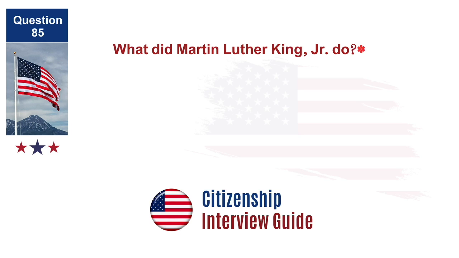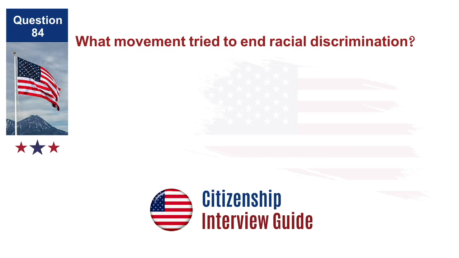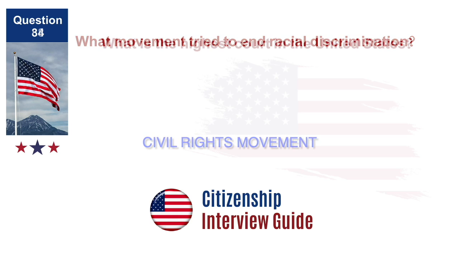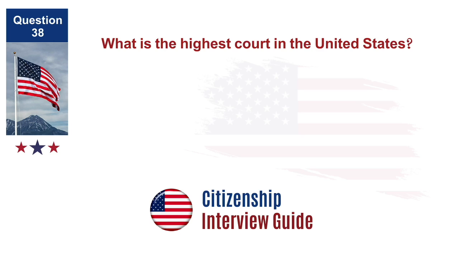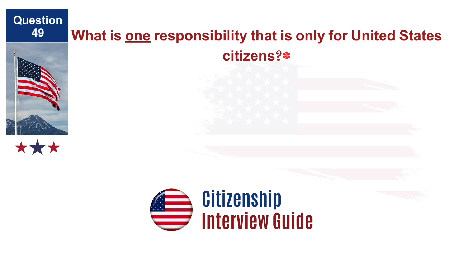What did Martin Luther King Jr. do? Fought for civil rights. What movement tried to end racial discrimination? Civil rights movement. What is the highest court in the United States? The Supreme Court. What is one responsibility that is only for United States citizens? Serve on a jury.